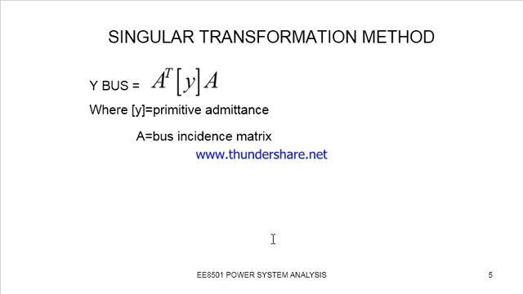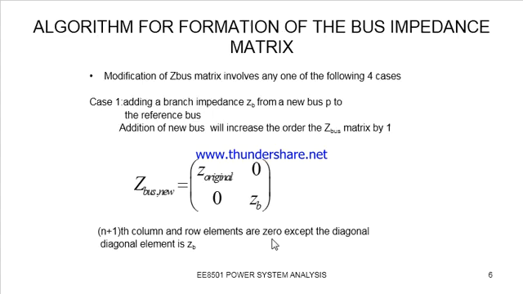By the singular transformation method, the formula is Y bus is equal to A transpose y A, where y is the primitive admittance and A is the bus incidence matrix. Here we can see the calculation for the formation of the bus impedance matrix. We have to find the Z bus value, and then only can you find the Y bus value. First, we go for the modification of the Z bus matrix, and it involves 4 different cases.